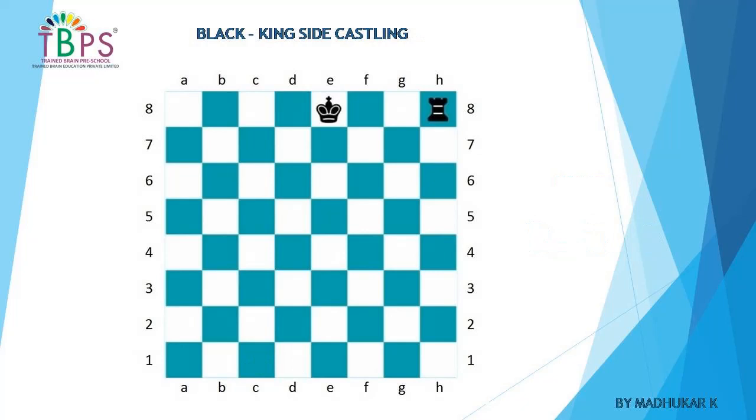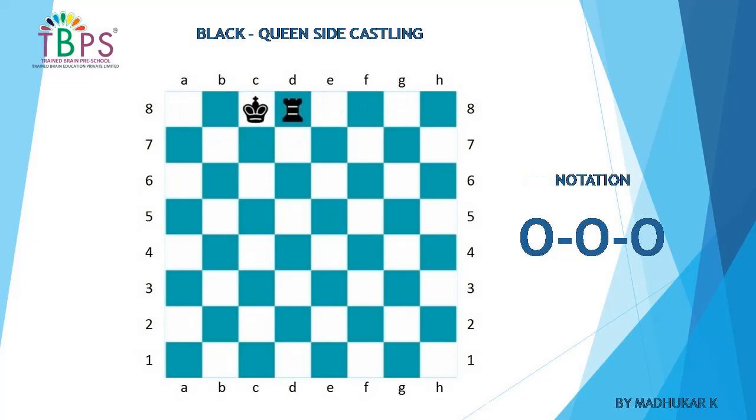Similarly, for black kingside castling, the king will move 2 steps towards the rook and the rook will move 2 steps towards the king. This is how we have to do kingside castling for black. For queenside castling for black, the king will move 2 steps towards the rook and the rook will move 3 steps towards the king. This is how we have to do queenside castling for black.